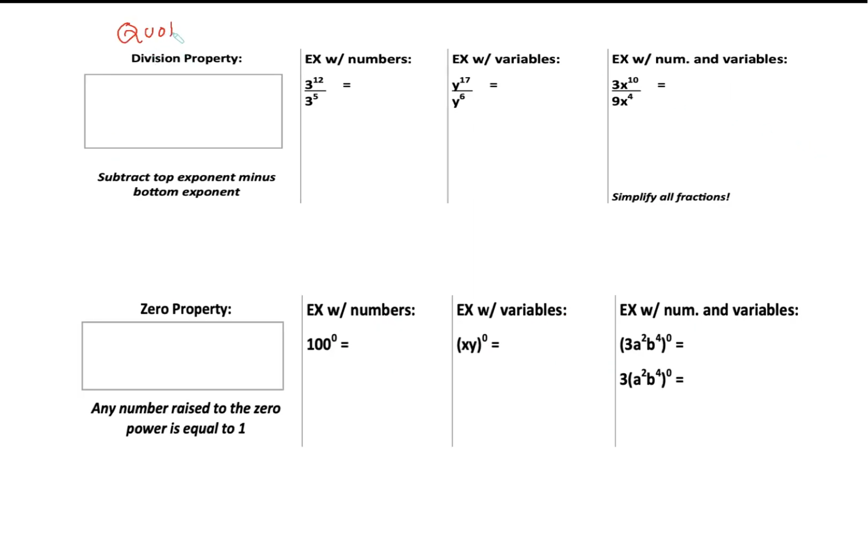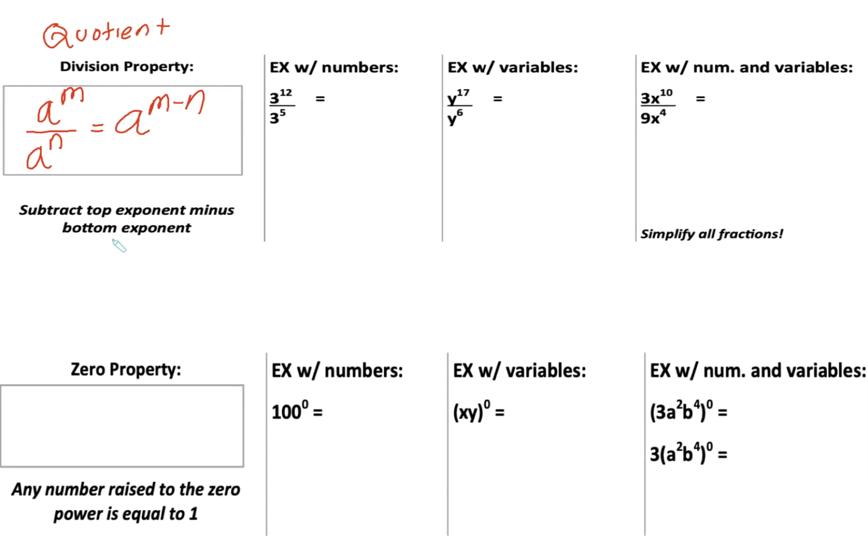We have the division property. That's what we called in class the quotient rule. And the division property states, if you have a base raised to an exponent and you're dividing by a matching base raised to a different exponent, you keep your base and you subtract the exponents. So notice you subtract top exponent minus bottom exponent. So I have 3 raised to the 12th and I'm dividing by 3 to the 5th. So I keep my base and I have 12 take away 5. My answer, 3 to the 7th power.